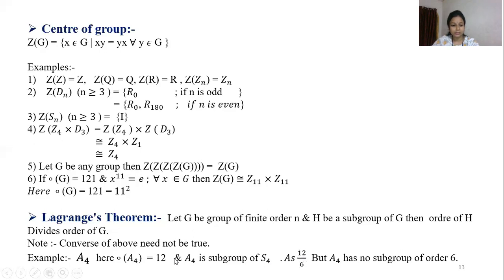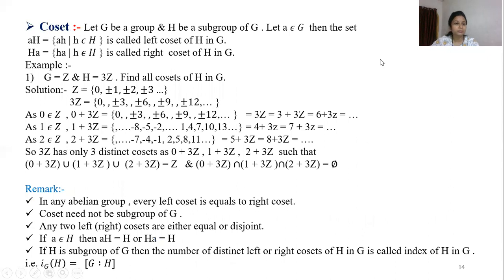6 is a divisor of 12, but A4 has no subgroup of order 6. Therefore, this is a counterexample to the converse of Lagrange's theorem. It means that a divisor of the order of the group need not imply there exists a subgroup of that order. Therefore, A4 has no subgroup of order 6.